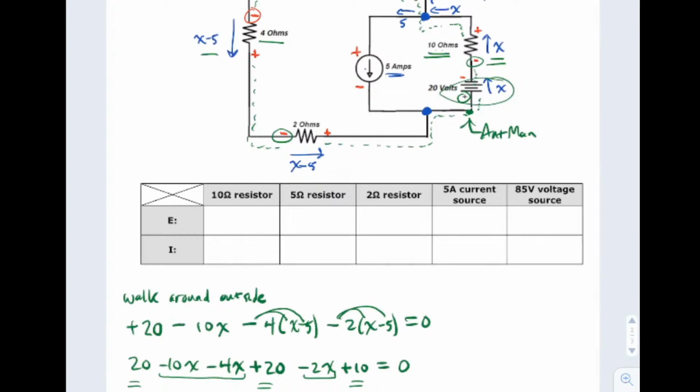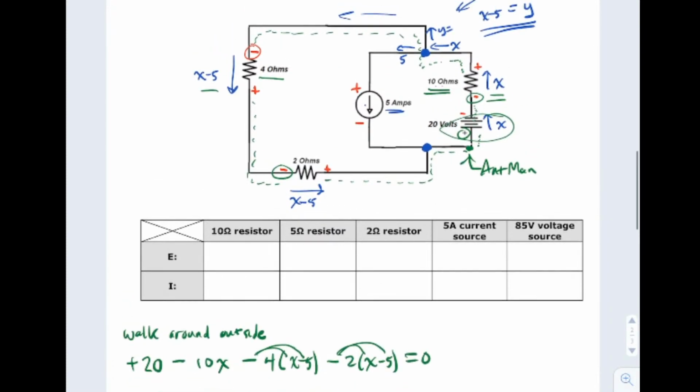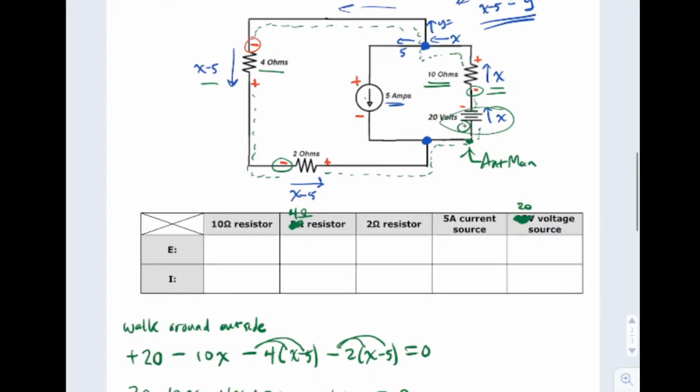Well, this table's not labeled right, is it? Make this say... that says 10 ohm resistor, but we also have a 4 ohm resistor and a 2 ohm resistor. Okay. We have a 5 amp current source, but that's not 85. That's a 20 volt voltage source. How about that? Fix that up, please.